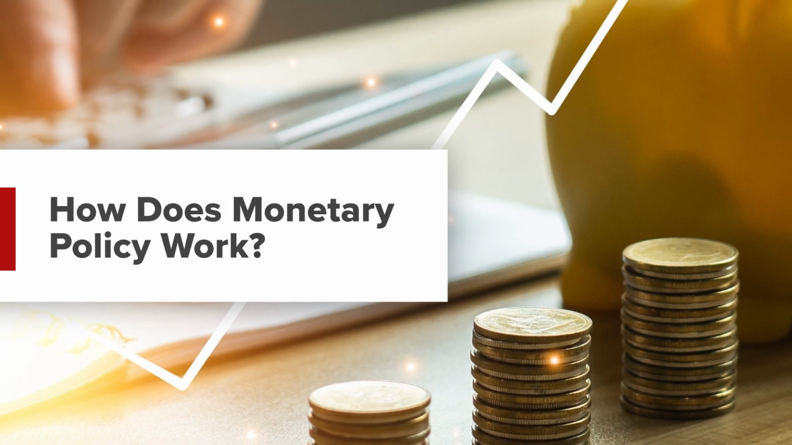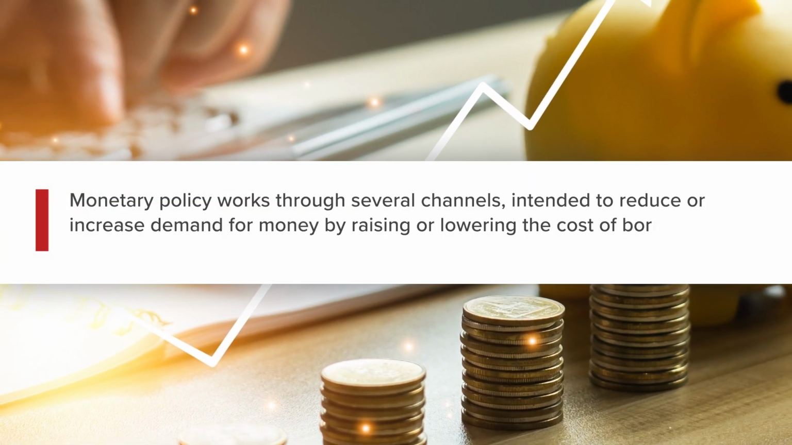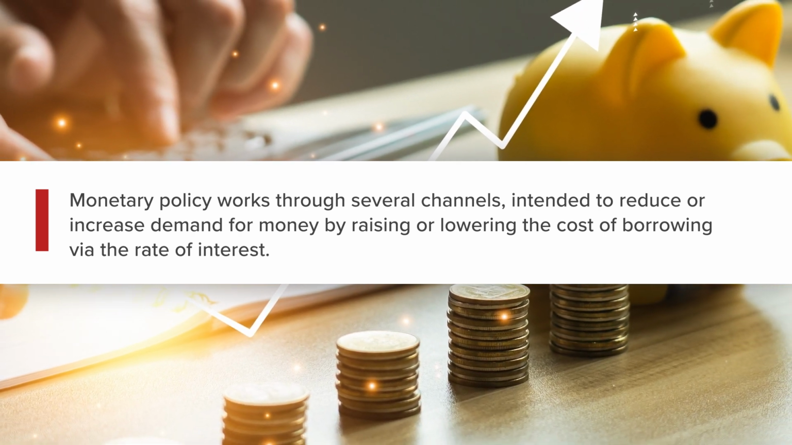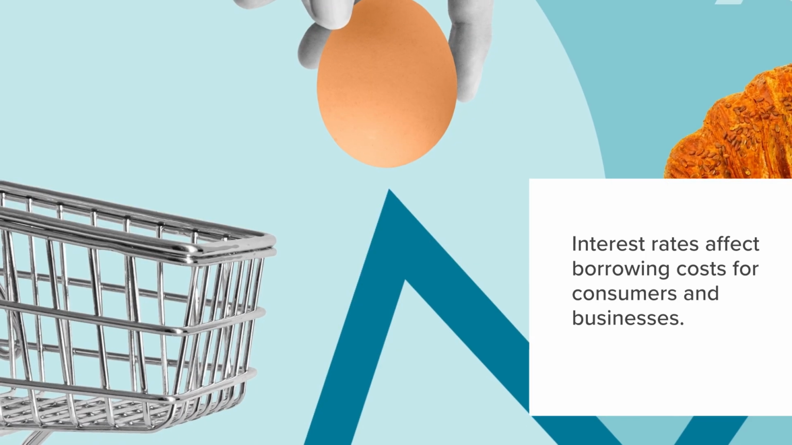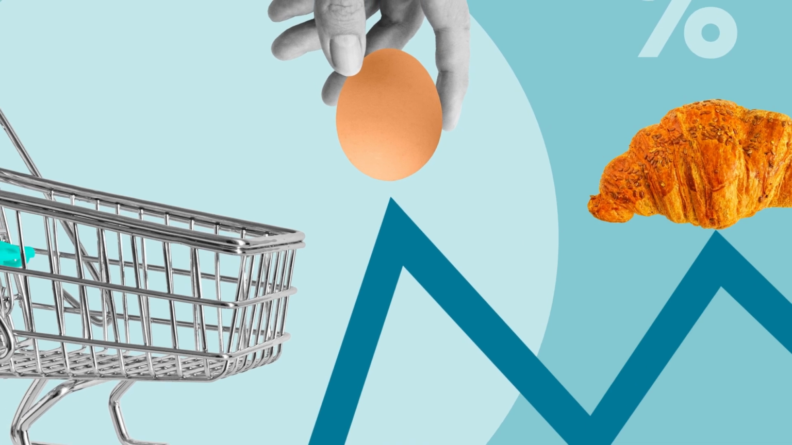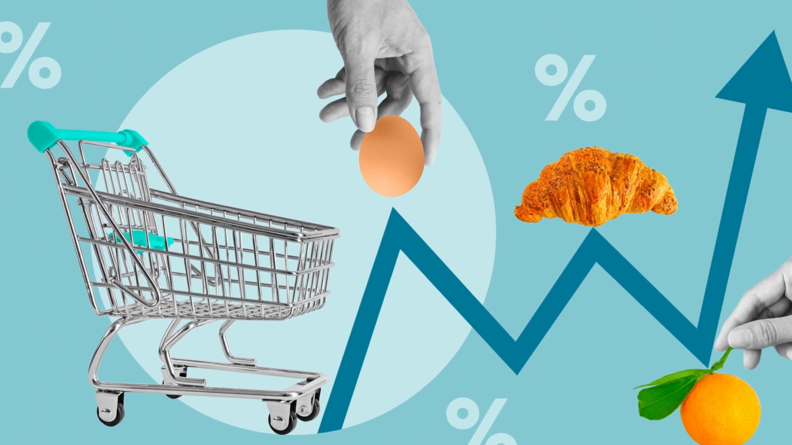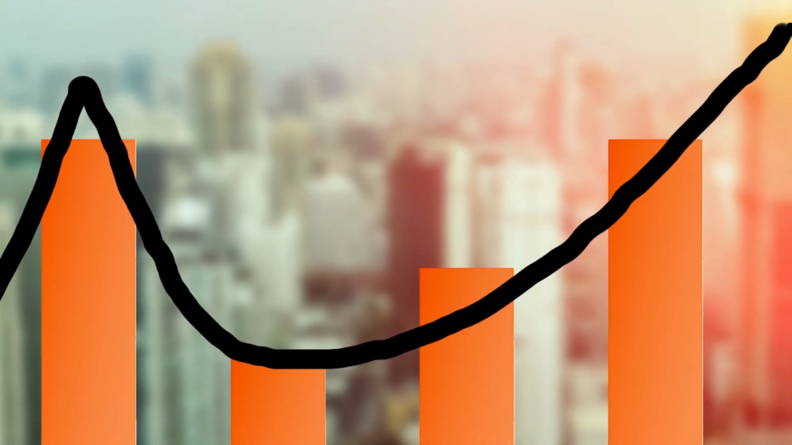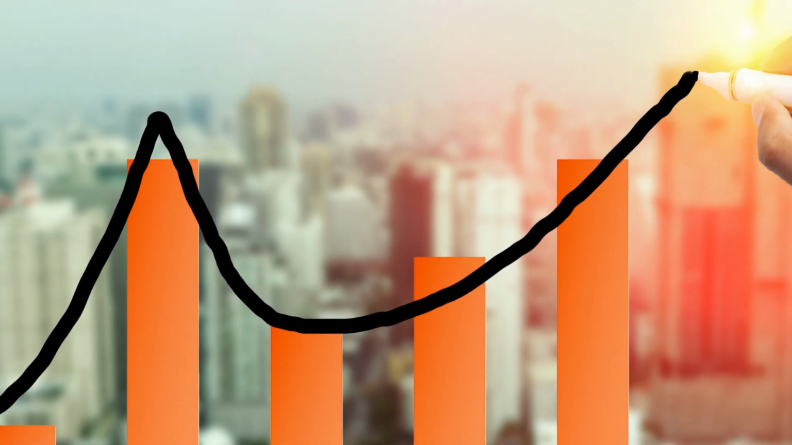How does monetary policy work? Monetary policy works through several channels intended to reduce or increase demand for money by raising or lowering the cost of borrowing via the rate of interest. Interest rates affect borrowing costs for consumers and businesses. Lower interest rates stimulate spending and investment, while higher rates slow the economy. Policy is typically expansionary during recessions and contractionary during inflationary periods.